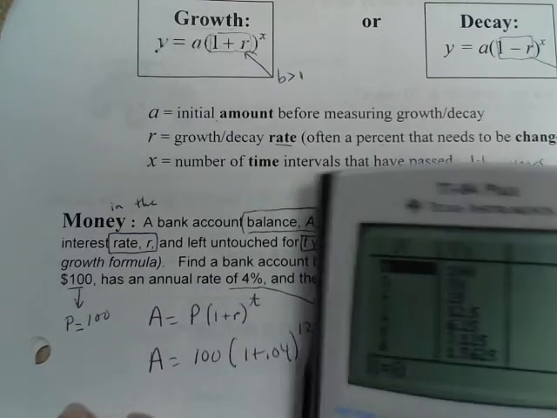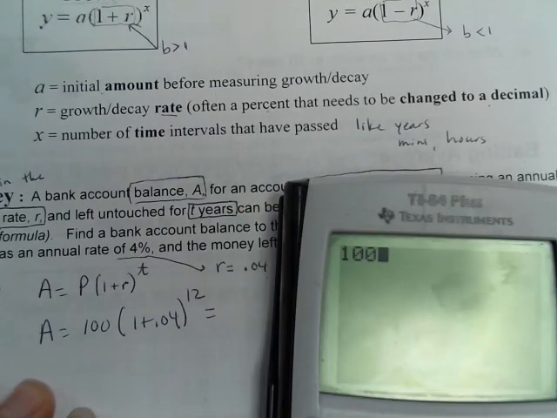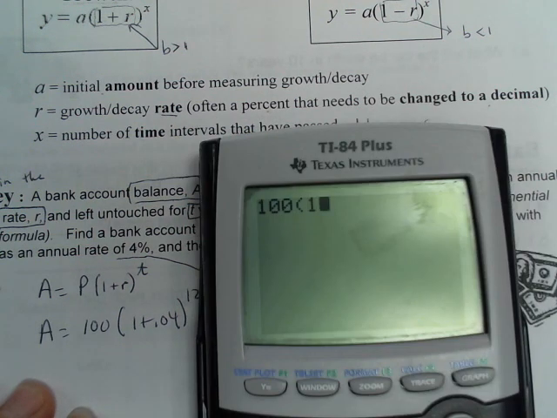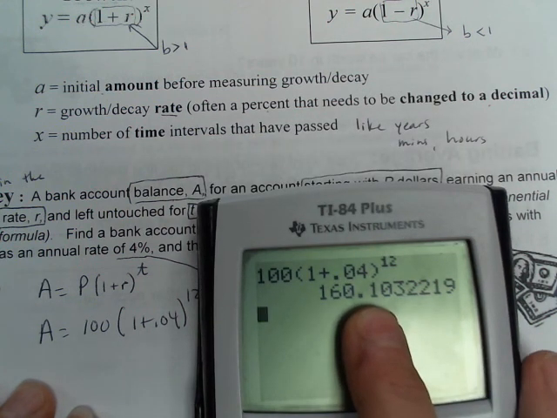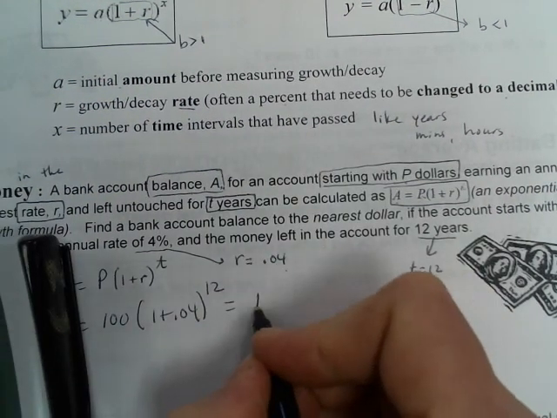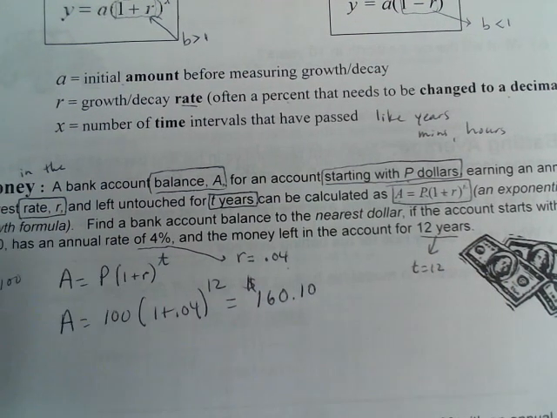So we're going to grab our calculator. 100 times 1 plus 0.04 raised up to the 12th power. We're going to have $160.10 after 12 years. Usually you round it to the nearest cent. And that's all there is to it.